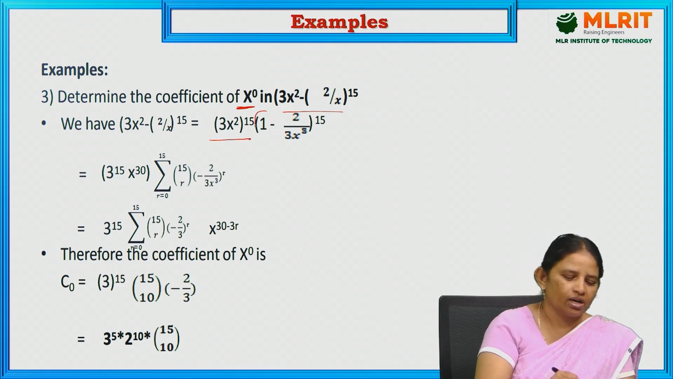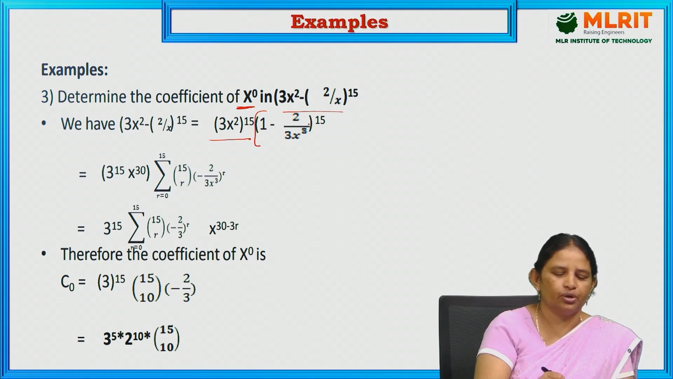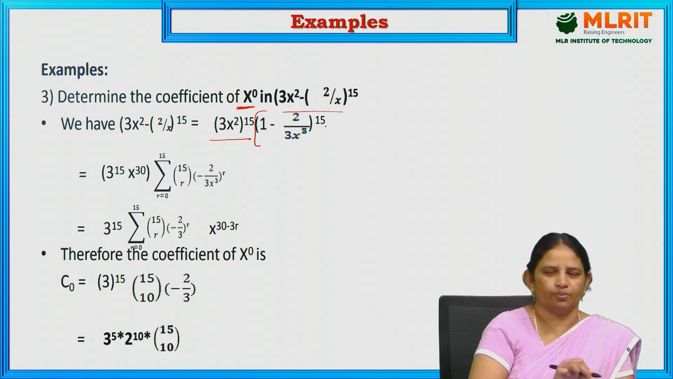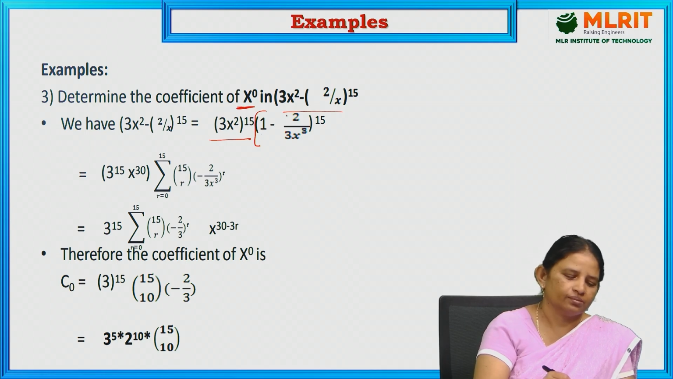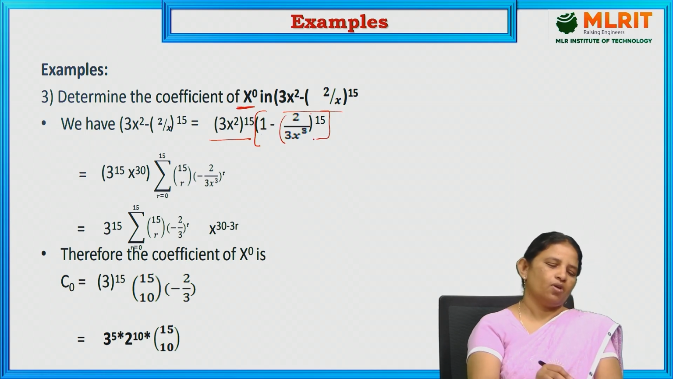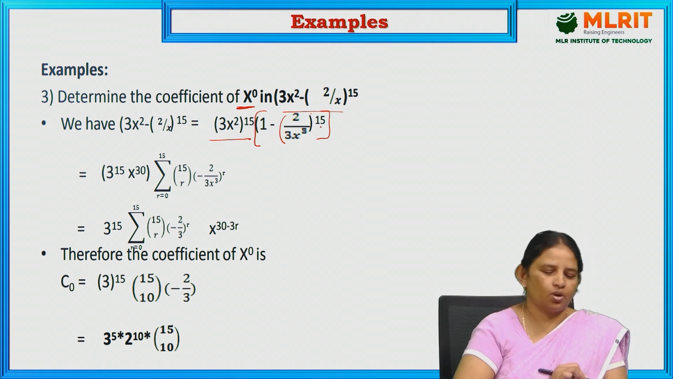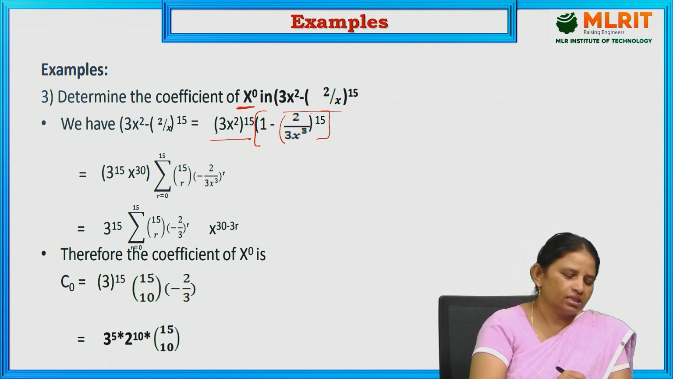Take the common, we'll get (1 minus 2 by 3x cube) into whole power 15. This is the expansion. Next, (1 minus x) whole power positive. Then we have to get 3 to the power of 15, x square into 15, x 2 into 5 is 30. That is x to the power of 30.